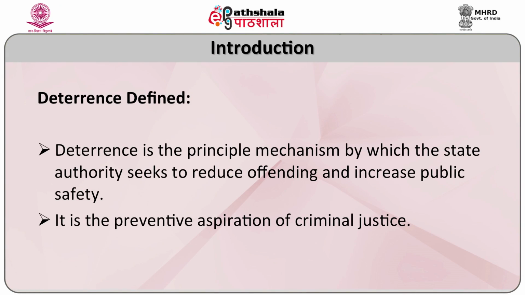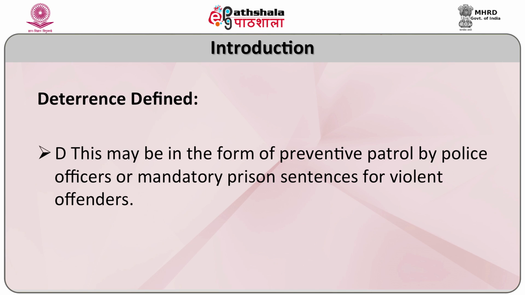First, let us look at the definition of deterrence. Deterrence is the principal mechanism by which the state authority seeks to reduce offending and increase public safety. It is the preventive aspiration of criminal justice. This may be in the form of preventive patrol by police officers or mandatory prison sentences for violent offenders.